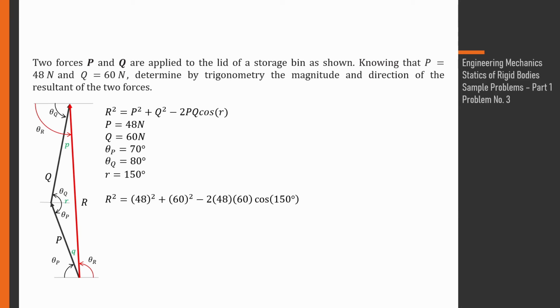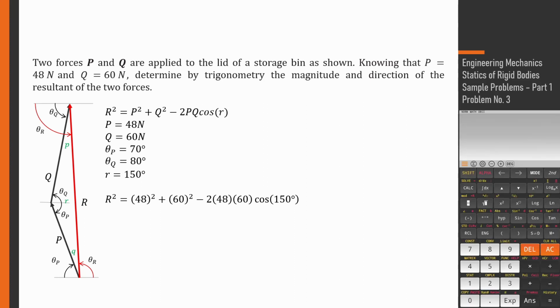So we just substitute 48, 60, and 150 degrees to the equation to get R. So R is equal to the square root of 48 squared plus 60 squared minus 2 times 48 times 60 cosine 150 degrees. So the magnitude of the resultant, just store it to A, is 104.3662 and so on newtons.